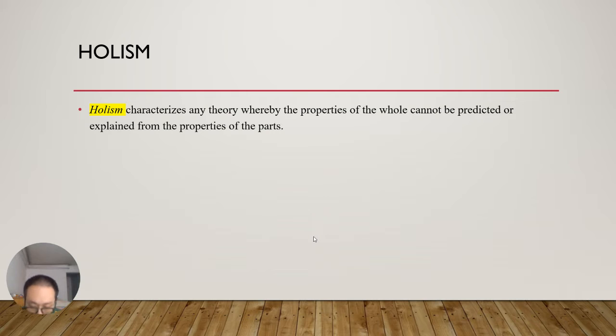Holism 实际上是和还原论相对的一种观点。Holism characterizes any theory whereby the properties of the whole cannot be predicted or explained from the properties of the parts.